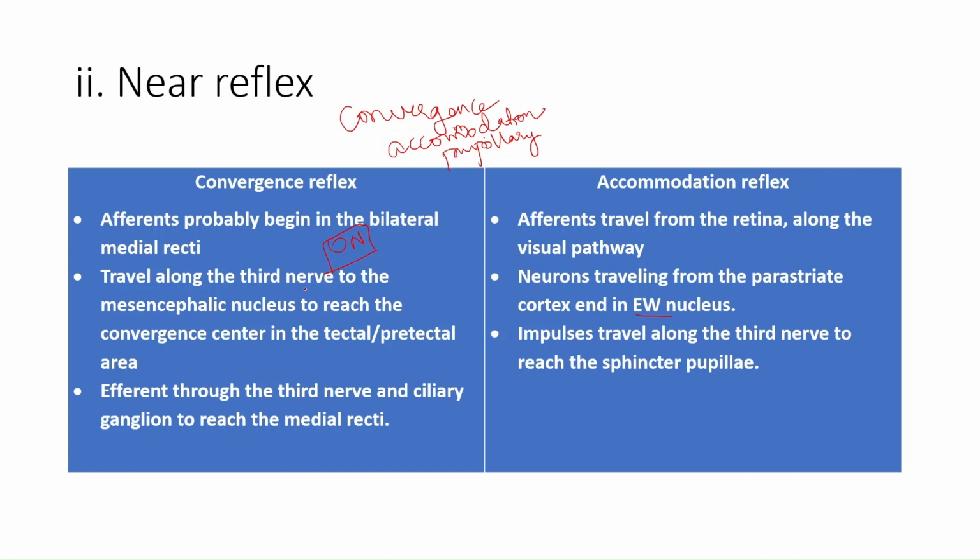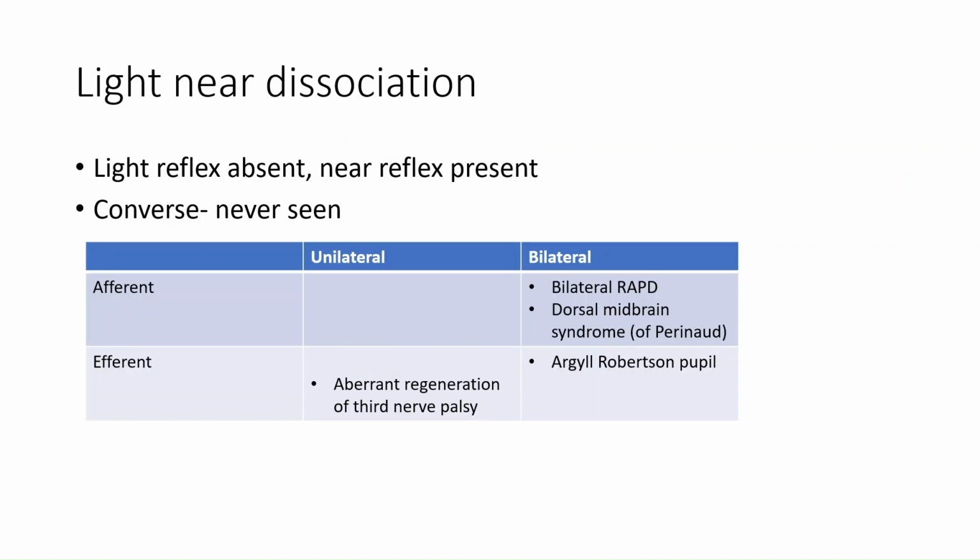So the ability to converge will happen even if the patient is blind. So this is the point you have to note here. But accommodation may be difficult because the visual pathway is involved. So what is light near dissociation? There is a presence of near reflex in the absence of a pupillary light reaction. So the converse can never be seen, and please never get confused.